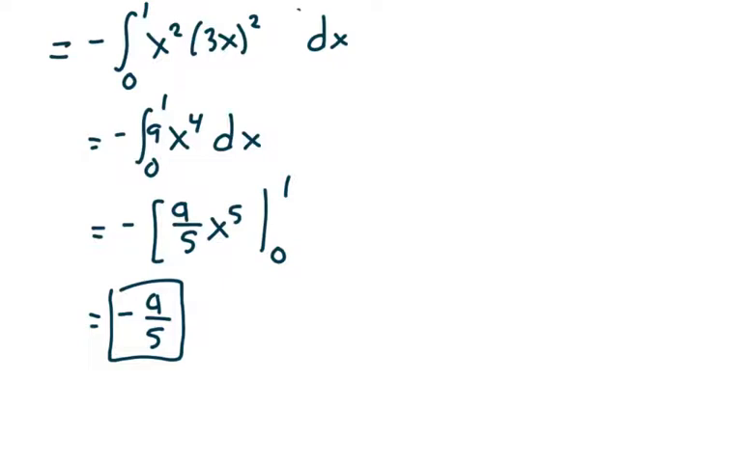So again, I'm going to integrate negative the integral from 0 to 1 of 9x to the 4th dx. That's negative of 9/5 x to the 5th evaluated from 0 to 1. And so the answer to number 7 is negative 9/5.